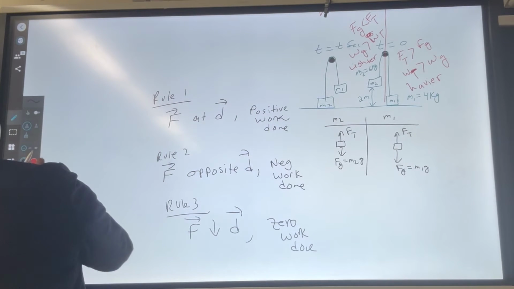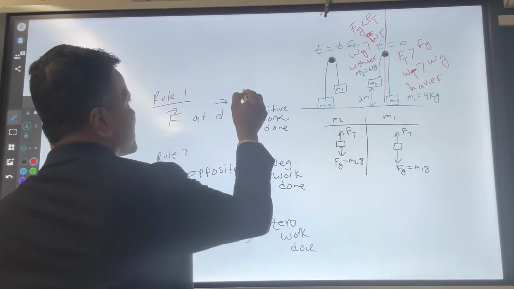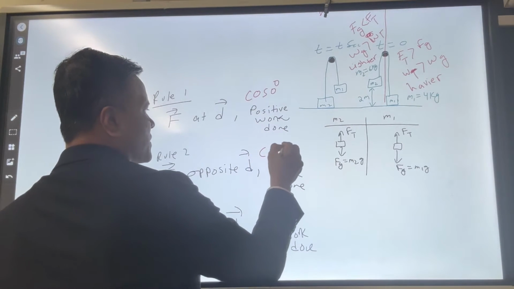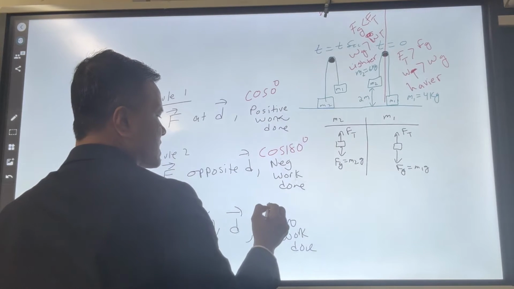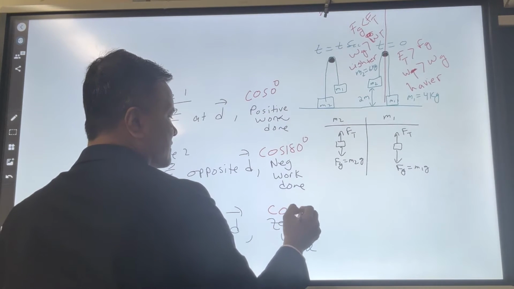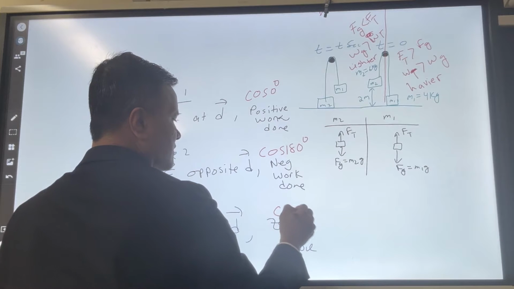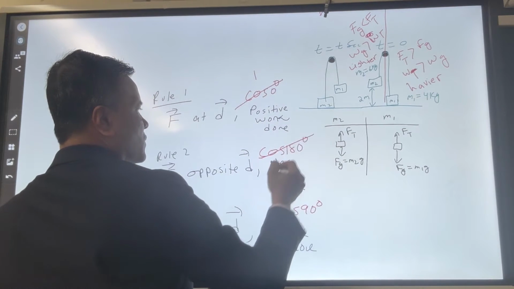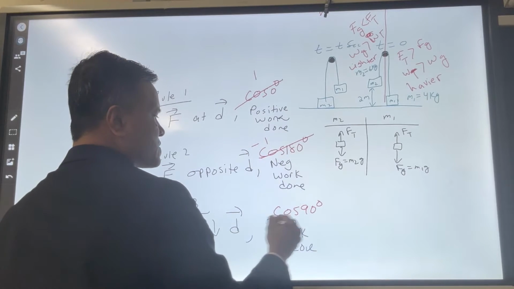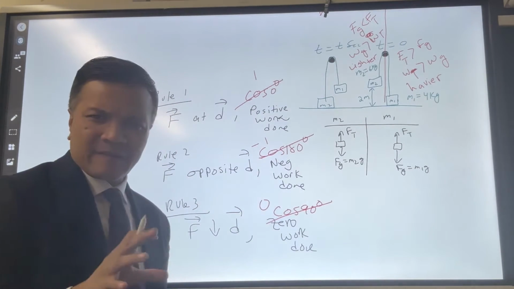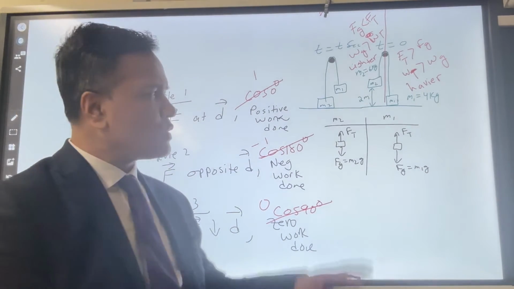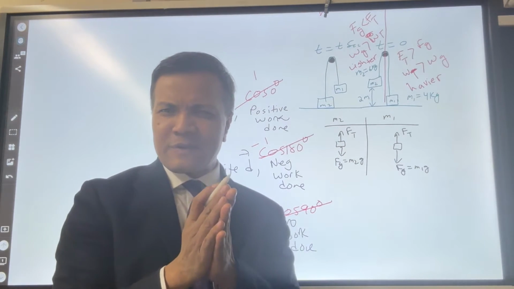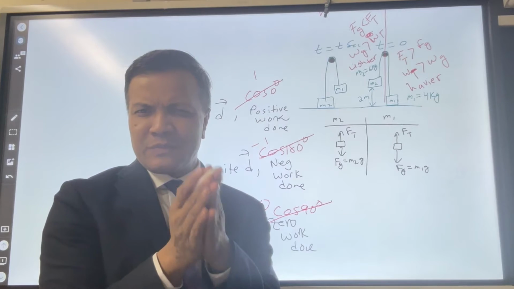In this case, this is 0 degrees, cosine 0 degrees. In this case, this is cosine 180 degrees. In this case, cosine 90 degrees. Cosine 0 degrees is 1. Cosine 180 degrees is -1. Cosine 90 degrees is 0. These three rules will guide us to prove that conservation of energy holds. Okay?